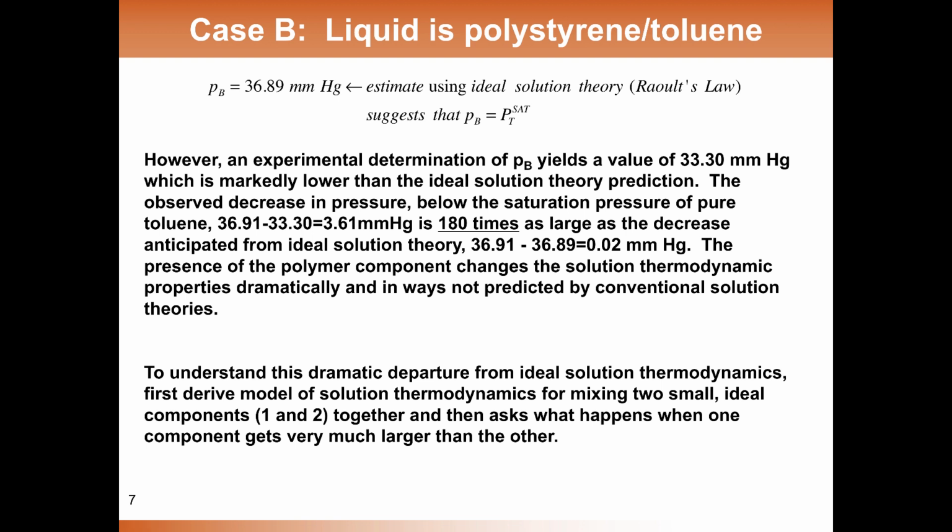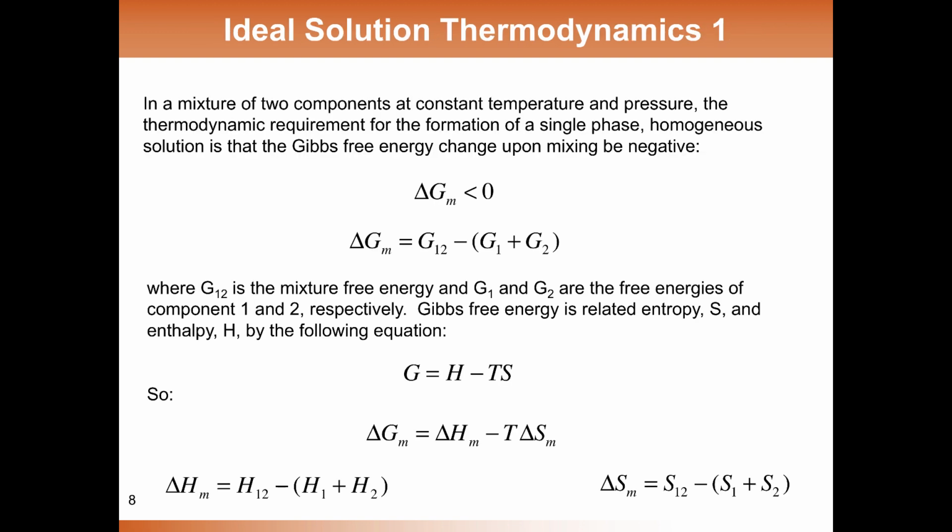And this prompted a crisis in the early days of polymer science, because people didn't understand why the usual rules of thermodynamics did not apply to polymer solutions. And in order to understand the science behind the polymer solution thermodynamics, it's helpful to take just a moment and go back and cover briefly the ideal solution thermodynamics and the statistical mechanics of an ideal solution of two components.